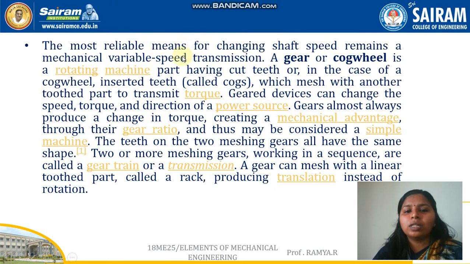The most reliable means for changing shaft speed remains a mechanical variable speed transmission, a gear or a cog wheel. So it is also called a cog wheel. It is a rotating machine with cutting teeth, or in the case of a cog wheel, inserted teeth called cogs, which mesh with each other. Meshing is nothing but both the wheels.